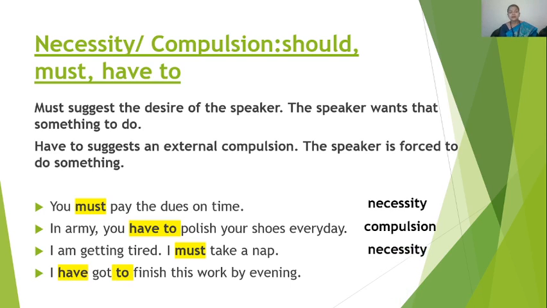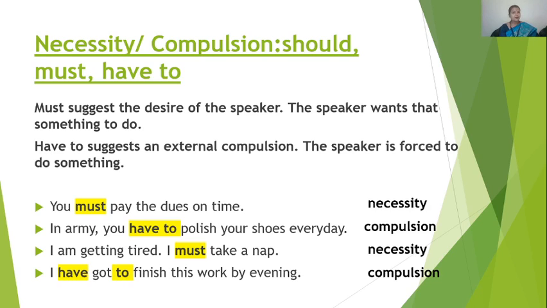Okay. Now, in the last sentence, I have got to finish this work by evening. So, here the use of have to is expressing clearly that the subject is forced to do. It is a compulsion for the subject to do this work. So, in a very easy manner, you can clear out your intention to the listener that whether you are doing the work willingly or unwillingly.